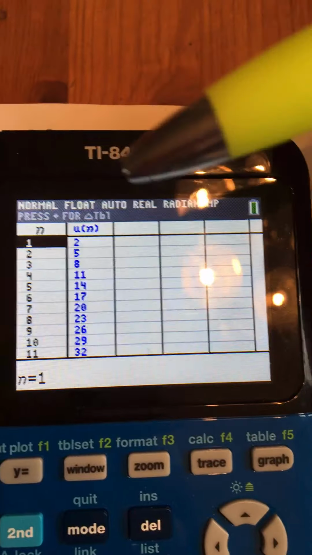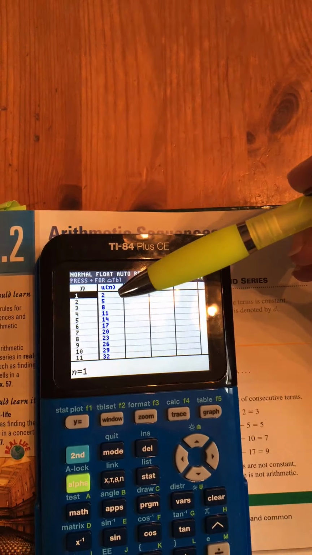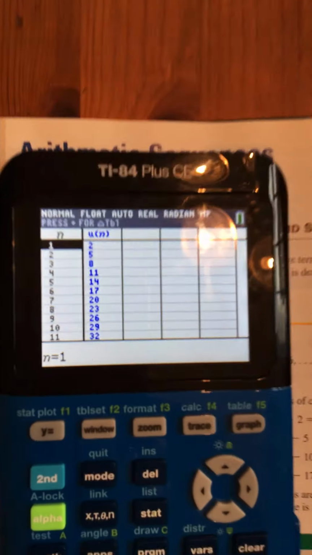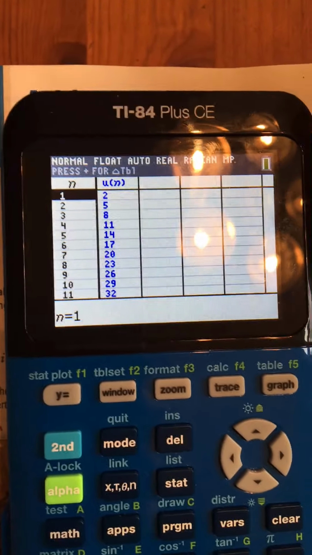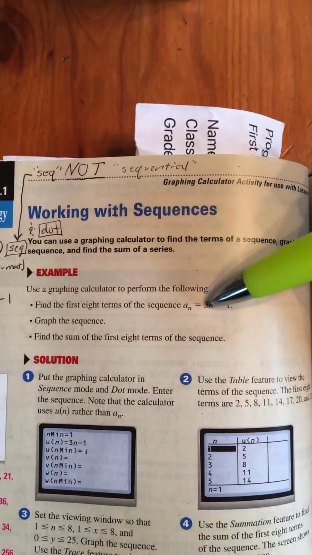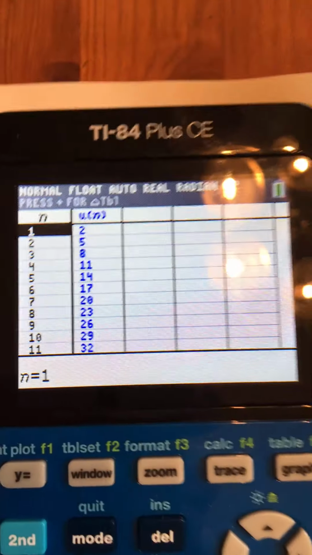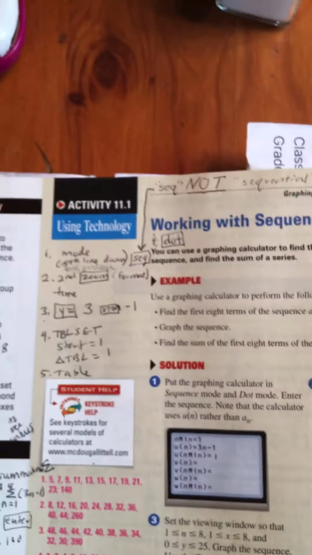If n is 1, then it would be 2. If n is 2, it's 5. 3, it's 8. So there's my answers for that. That's nice. So my first assignment was to find the first 8 terms of this. Here they are: 1, 2, 3, 4, 5, 6, 7, 8. You'd copy those down. Okay, the next thing I'm supposed to do is graph the sequence.